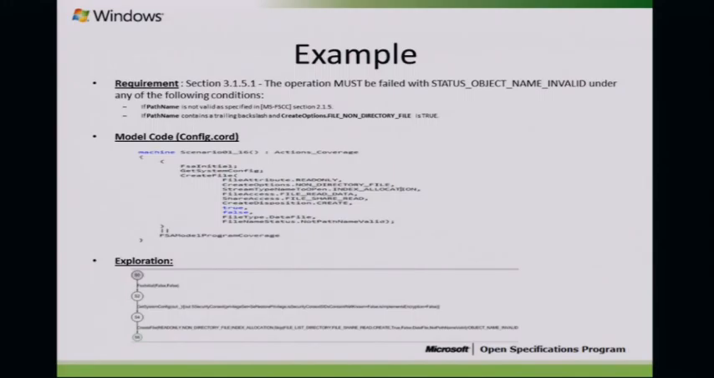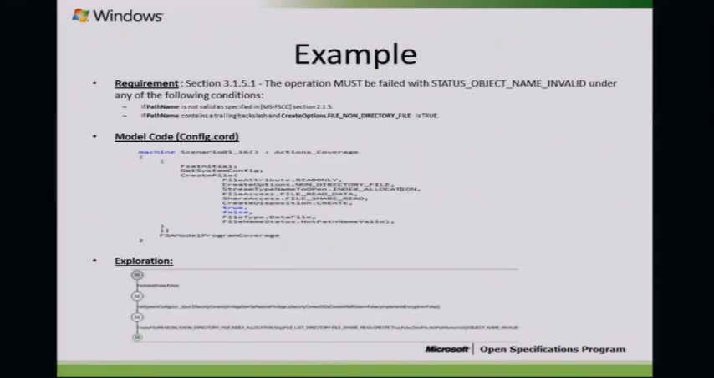This is how our scenario will look in config.cod. This is how we write it, and when we explore, it will explore like this. You are doing some initialization, then getting some configuration, then calling create file, and you are expecting this error from the server. How this error came about is in the document, and we have modeled our scenario so that we are expecting this error. Okay, any questions? No. Okay.